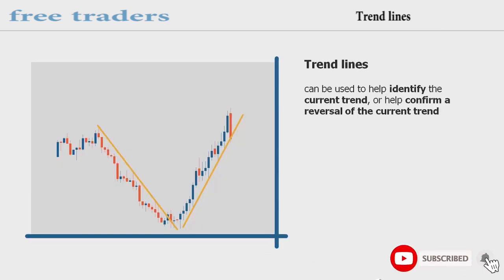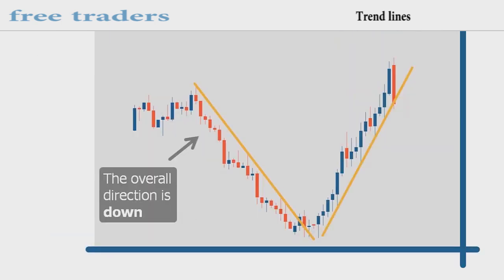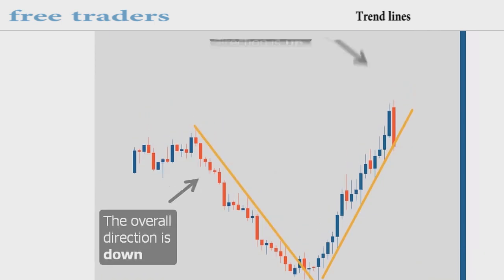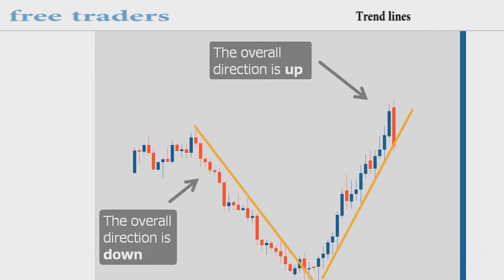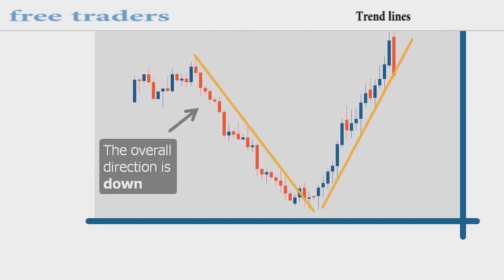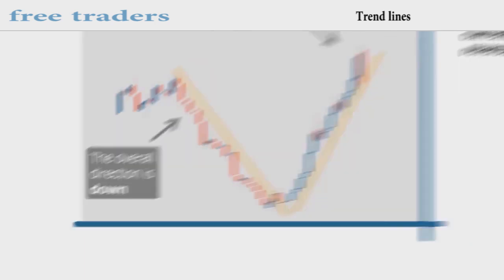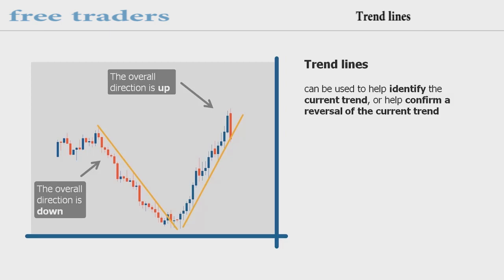Trend lines are useful for structuring price action. They can be used to help identify the current trend or help confirm a reversal of the current trend. If the price is under the trend line, then the overall direction is down. If the price is above the trend line, then the overall direction is up. When the price breaks through the trend line, it is likely that the price is now reversing direction.